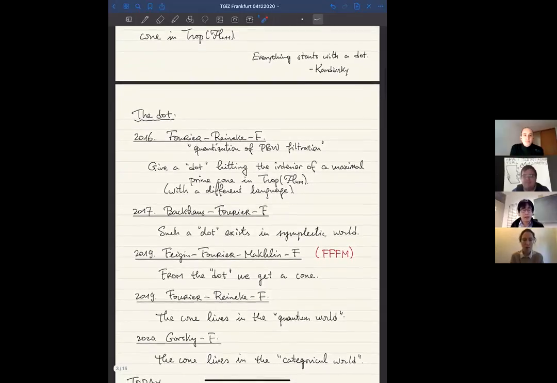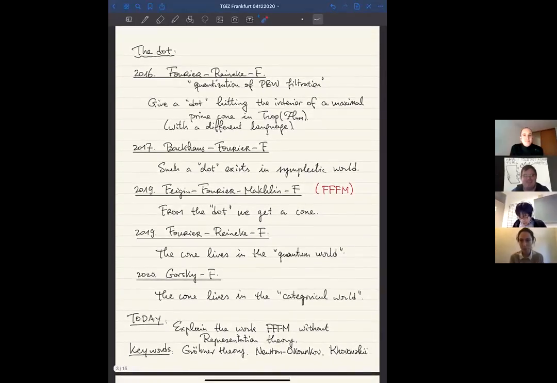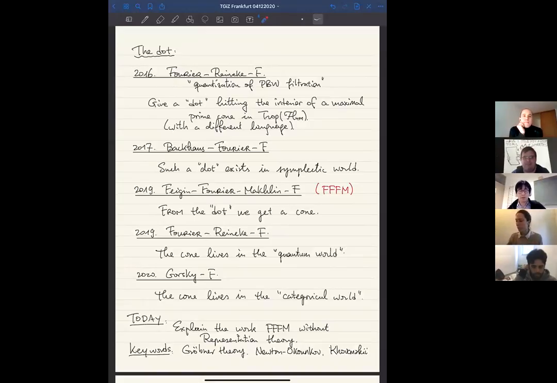And then later, in another paper, we connect this cone to the quantum world. This paper should be here because it was finished in 2018, but we all forgot to put it on arXiv, so it appeared later. And then recently, it was found that such a cone also exists in the categorical world because from some category, we can recover this cone as some very important skeleton.